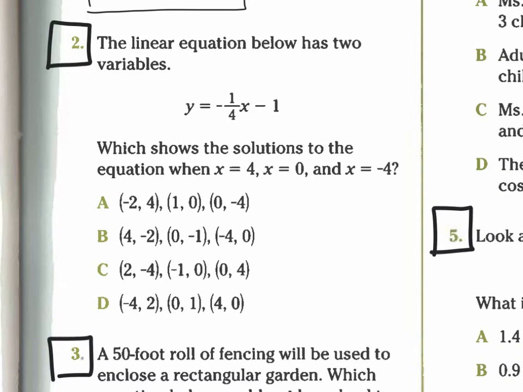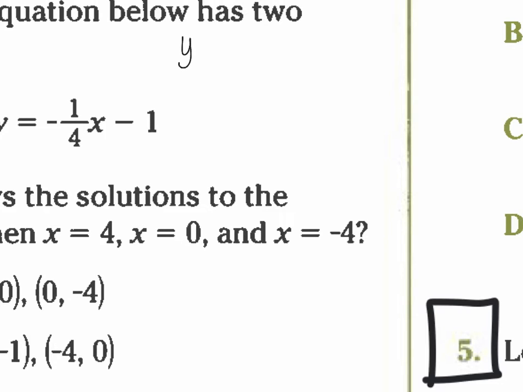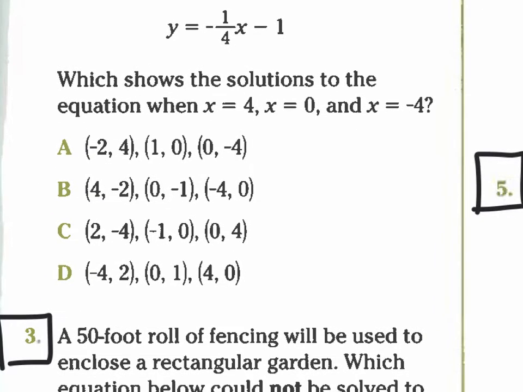Number 2, the linear equation below has two variables, y equals negative 1/4 x minus 1, which shows the solutions to the equation when x is 4, x is 0, and x is negative 4. So we're basically finding three values. So first, we would find y when x is 4. And that comes out to be 0. So x is 4, y was 0, which means we have the point 4, 0.